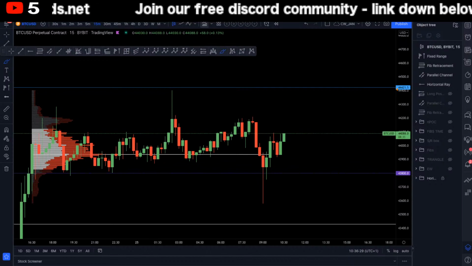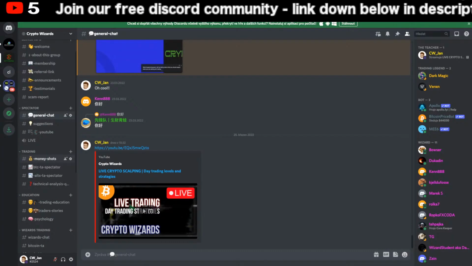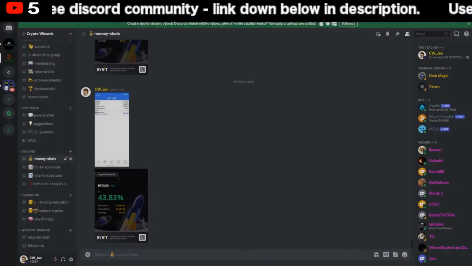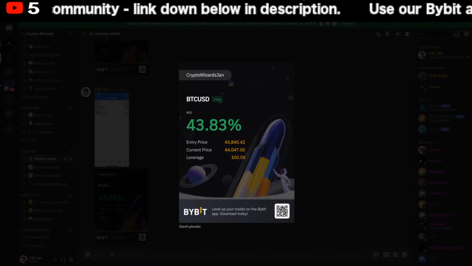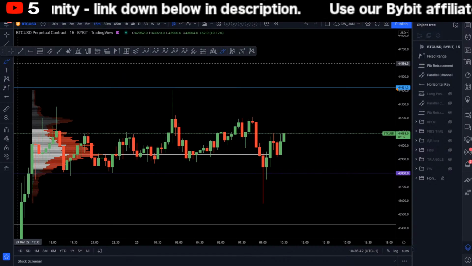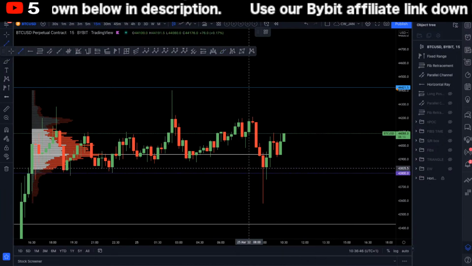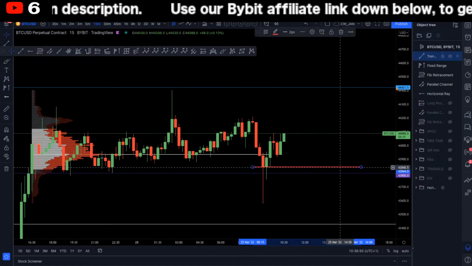I'm sitting in a long position from, let me check this, I already took TP1 on this trade. I traded this on FTMO, and also on my standard Bybit account. My entry at 43,840 wasn't the best one, it could have been better, but it still played out very nicely. So this was my entry right there, this red line.